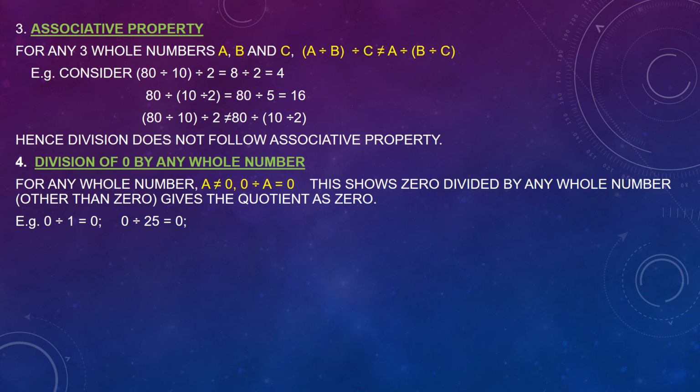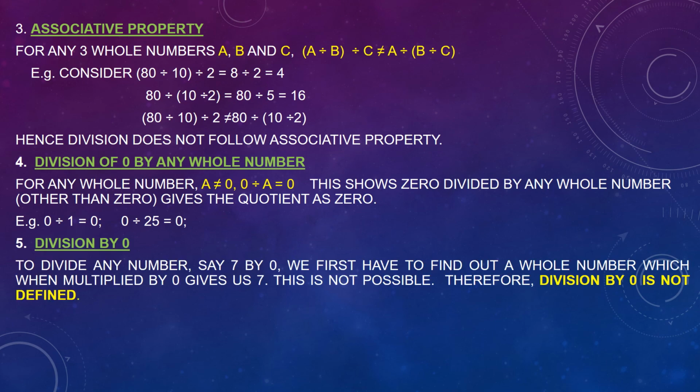Next property, division by 0. To divide any number, say 7 by 0, we first have to find out a whole number which when multiplied by 0 gives us 7. This is not possible. Therefore, division by 0 is not defined.